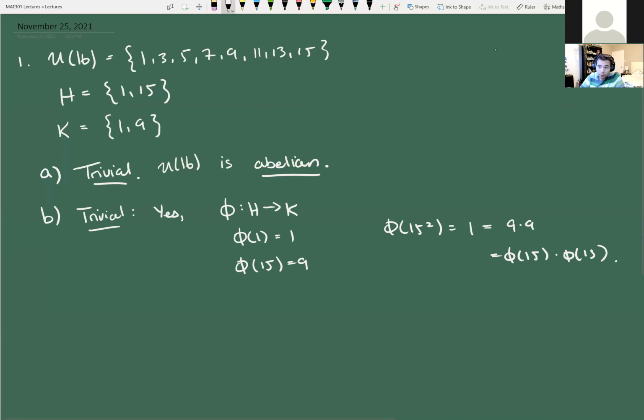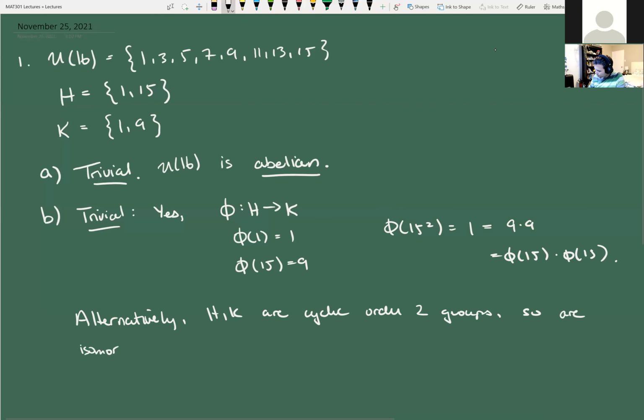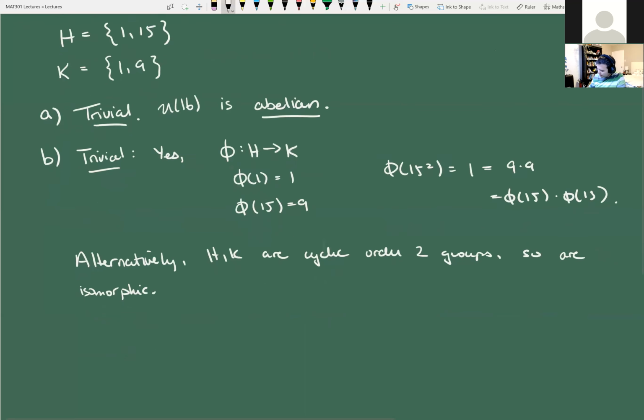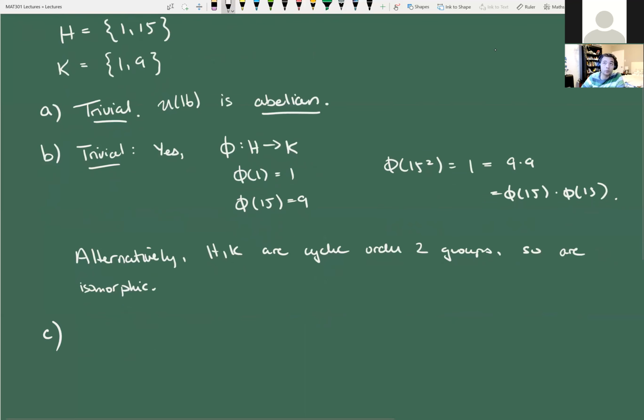But more importantly, they're both groups of order 2. And all groups of order 2 are isomorphic, right? They're all just Z2. They're definitely cyclic. So alternatively, H and K are cyclic order 2 groups, so they are isomorphic, right? There's only one cyclic group of order n for any n. So that's how I would have done it. Don't bother to write them down. It's immediately true.